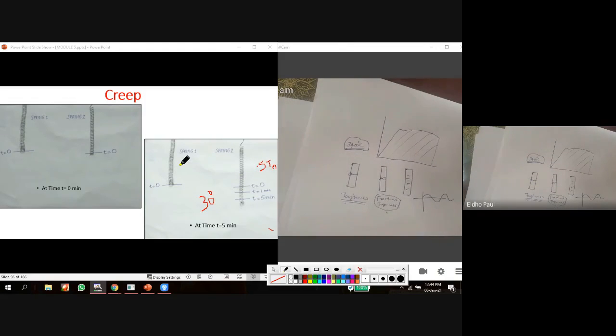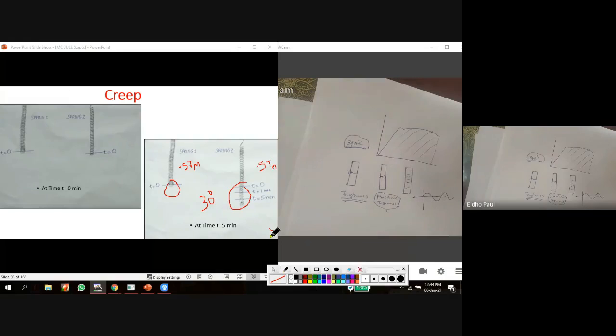But for aluminum, the room temperature is less than 0.5 times the melting point. If the temperature is greater than 0.5 times the melting point, then there will be a creep phenomenon. So we can see a creep phenomenon here. This is not visible here.